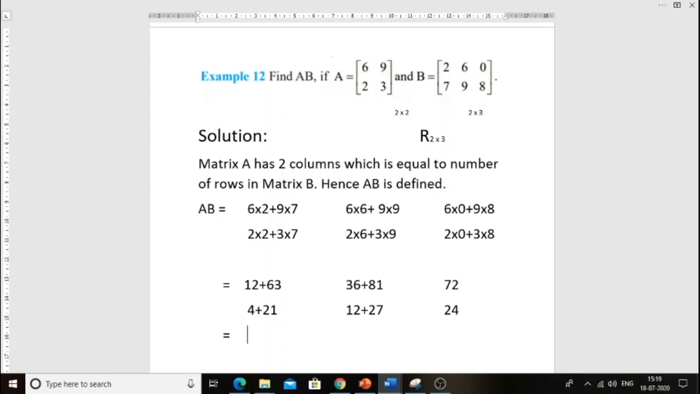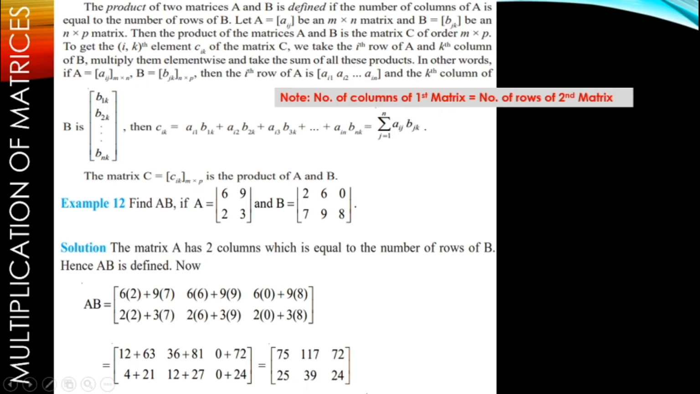Okay, so what is the answer? 75. Then yes, 117. Then it's 72. Then 25. It's 39. And this is your resultant matrix of order 2 by 3. So I guess we got the answer. So let's move on. So I guess multiplication is also tough, right?